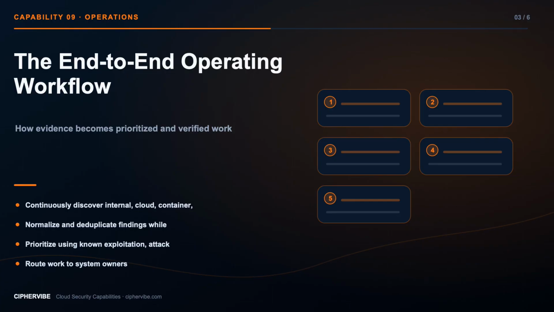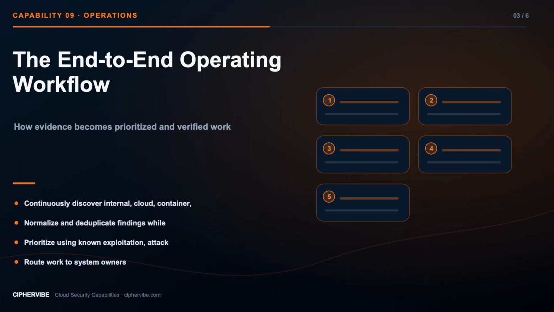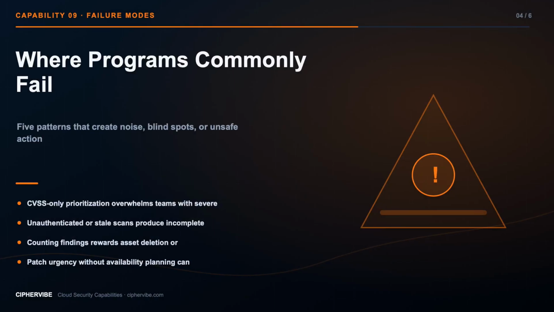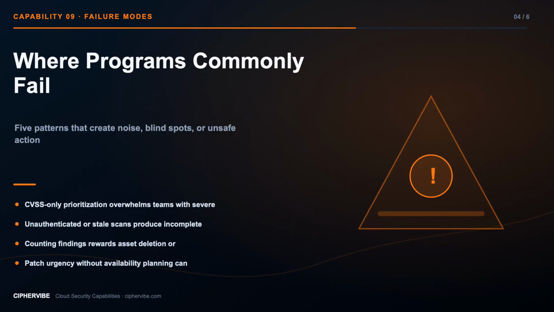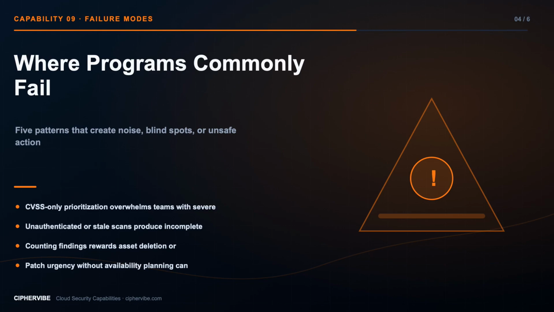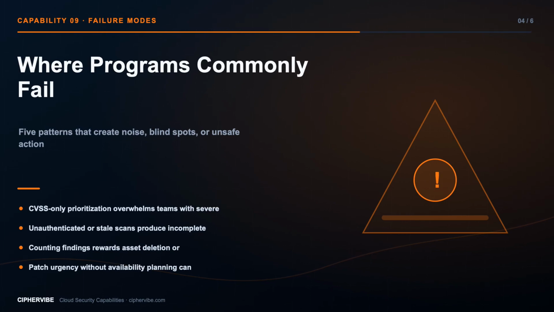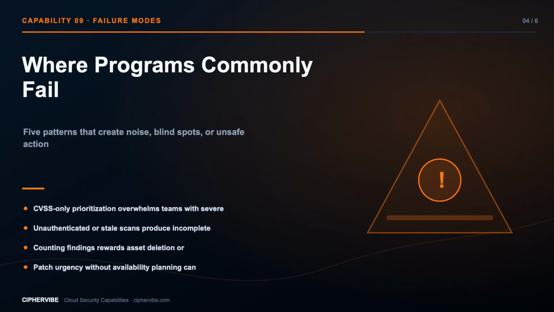Those conditions should move into incident or risk governance rather than remaining indefinitely in a routine queue. The fastest way to evaluate vulnerability and exposure management is to study how the capability can fail. First, CVSS-only prioritization overwhelms teams with severe but unreachable issues. Second, unauthenticated or stale scans produce incomplete evidence and false closure.